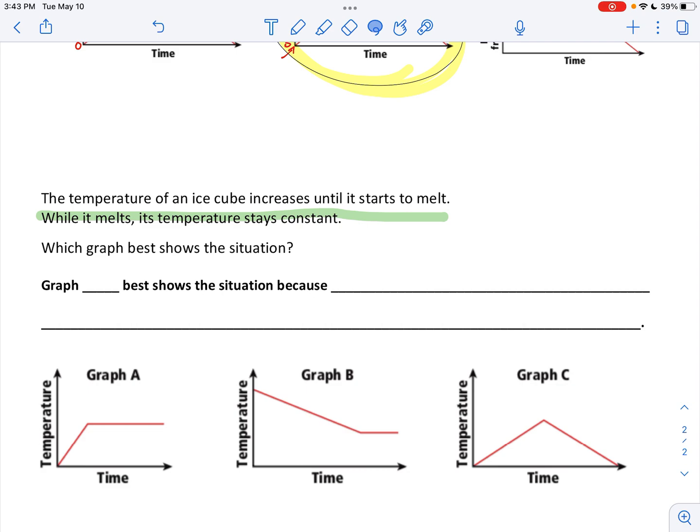All right, so you pick one down below. Remember to circle. Might be A, could be B, could be C, but only one of them makes sense. Write in the letter and tell me why.